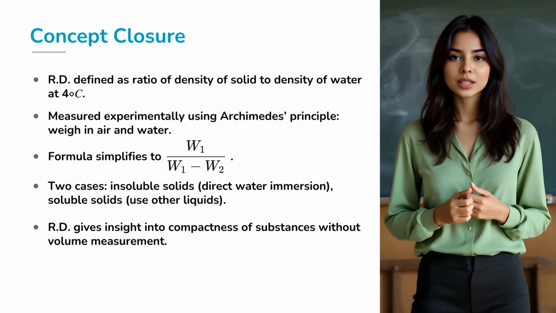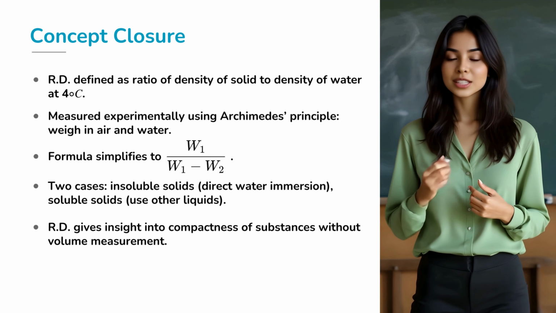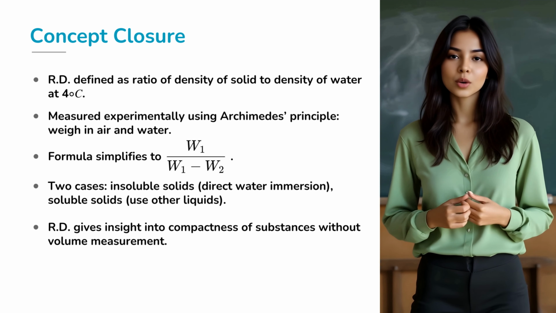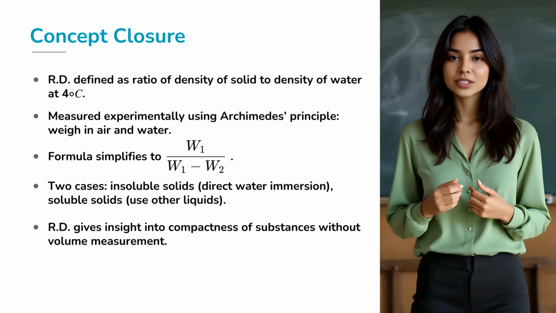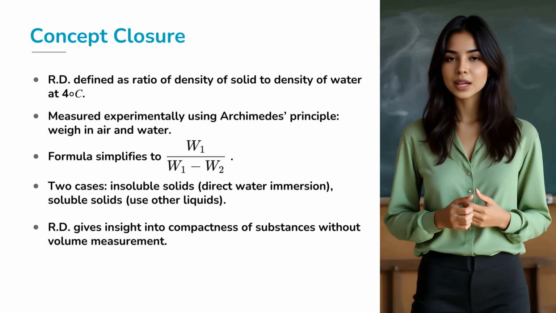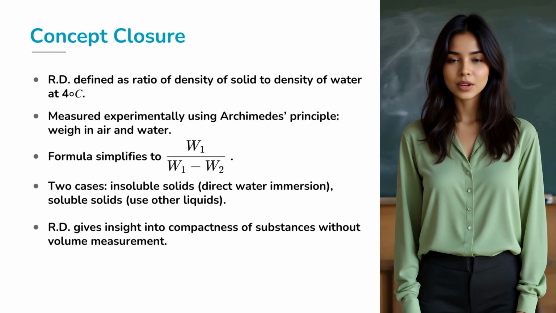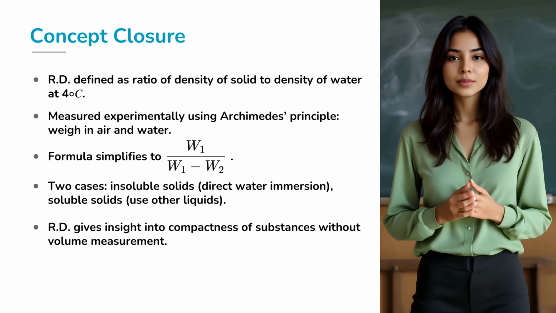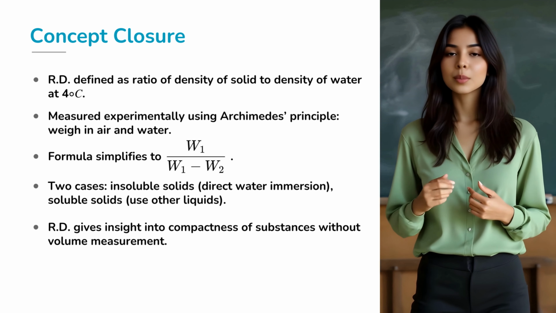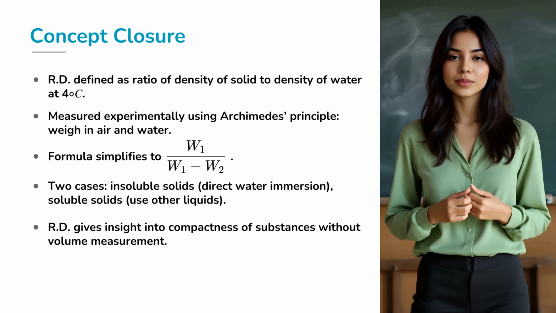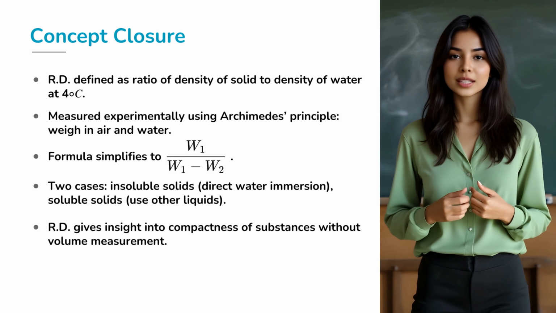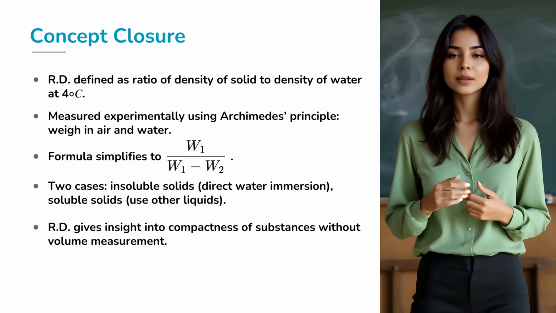So let's wrap this up. Relative density is defined as the ratio of density of a substance to the density of water at 4 degrees Celsius. Using Archimedes' principle, we can determine it experimentally with just two weighings, first in air, then in water. For insoluble solids, the formula is W1 upon W1 minus W2. For soluble solids, we adjust by multiplying with the relative density of another liquid.